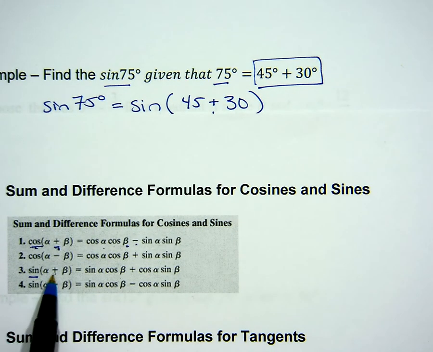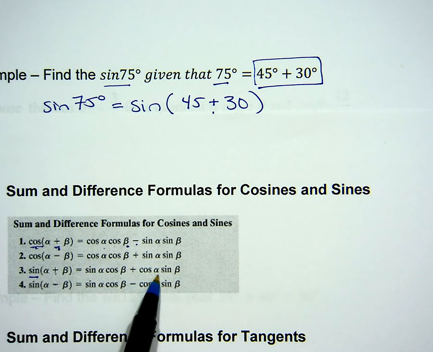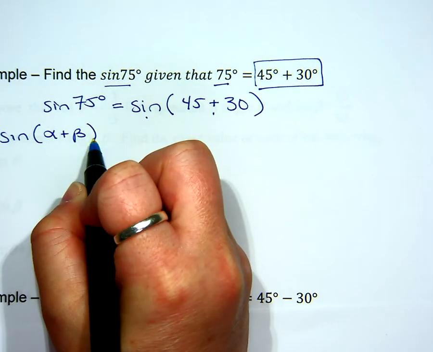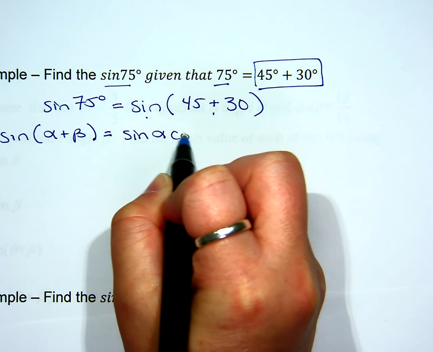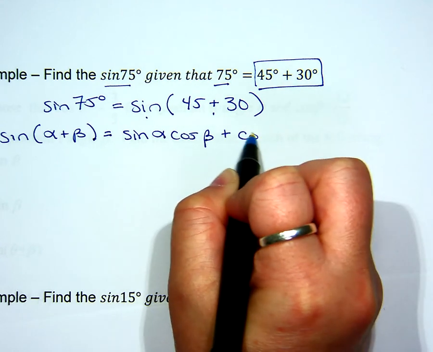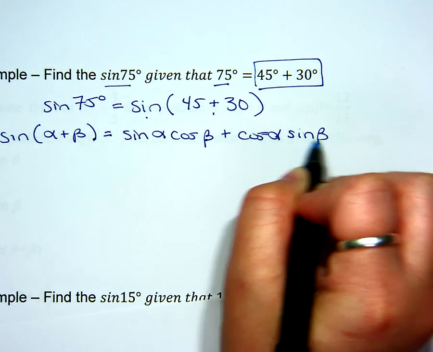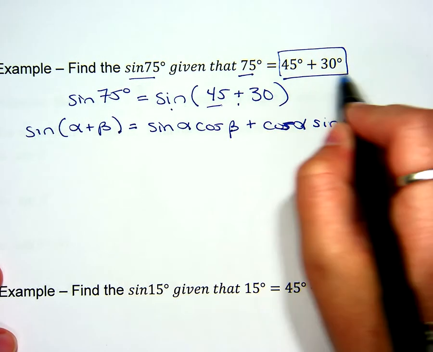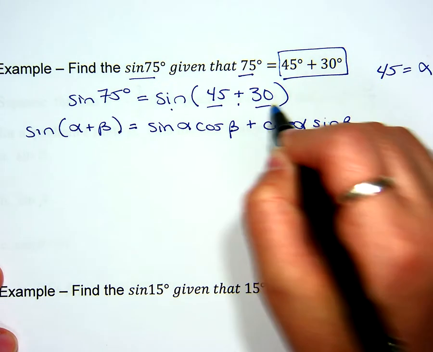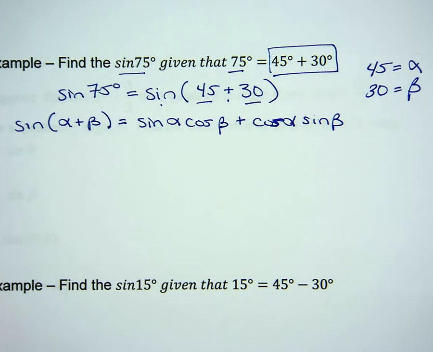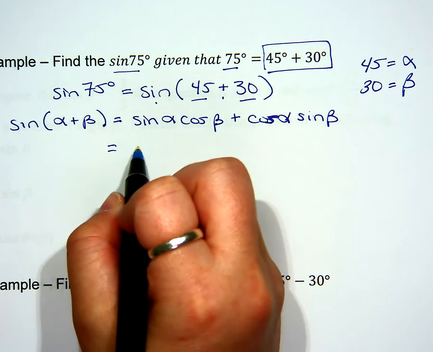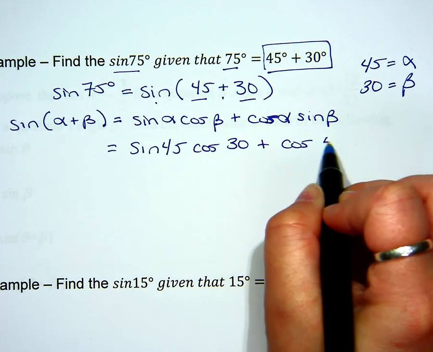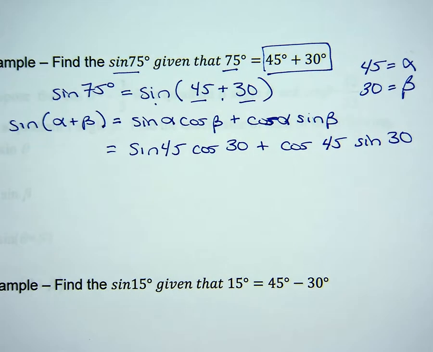Sine with a plus: sine alpha cosine beta plus cosine alpha sine beta. So I have sine of alpha plus beta is sine alpha cosine beta plus cosine alpha sine beta. That means I'm going to have 45 be alpha and 30 be beta. So I have sine of 45 cosine of 30 plus cosine of 45 times sine of 30.